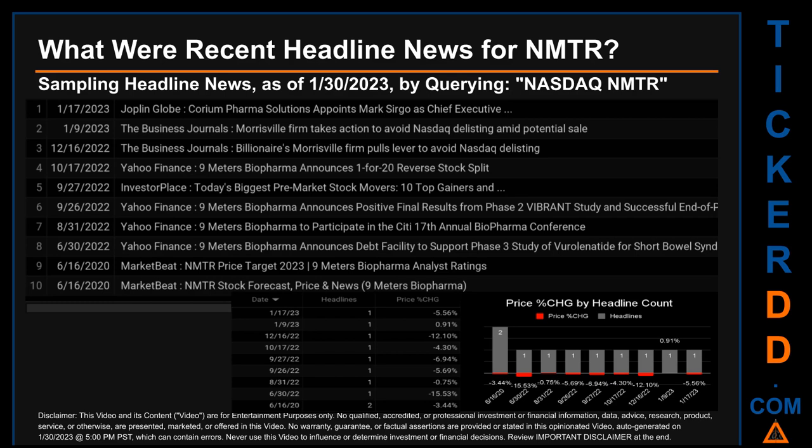Monday, January 9, 2023 was the day with the highest percentage change in price when we compare opening versus closing price for the ticker. The day saw a jump of 0.91% when NMTR opened trading at $2.19 and closed at $2.21. There was one found headline when the Business Journals published the headline that read, Morrisville firm takes action to avoid NASDAQ delisting amid potential sale.